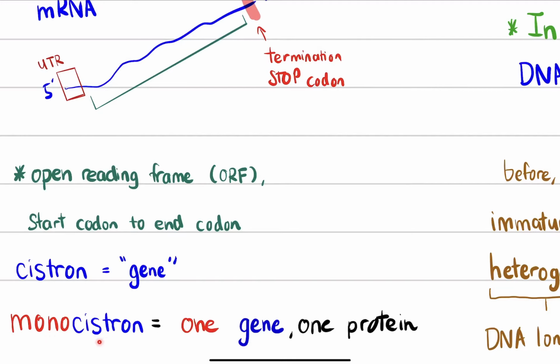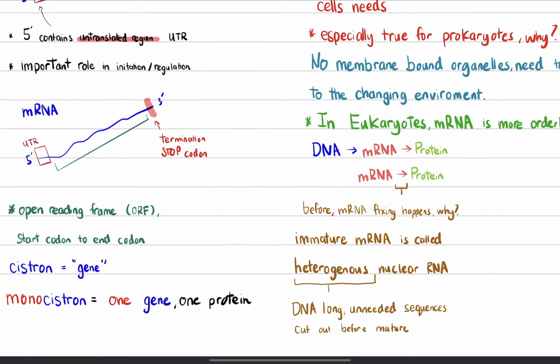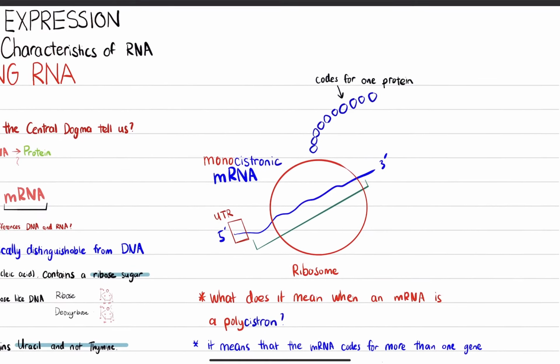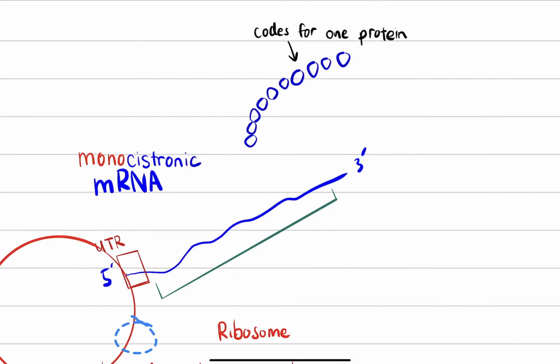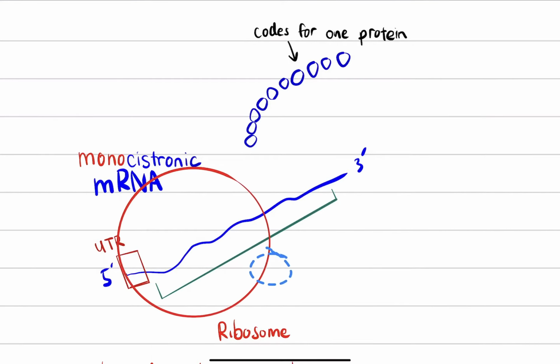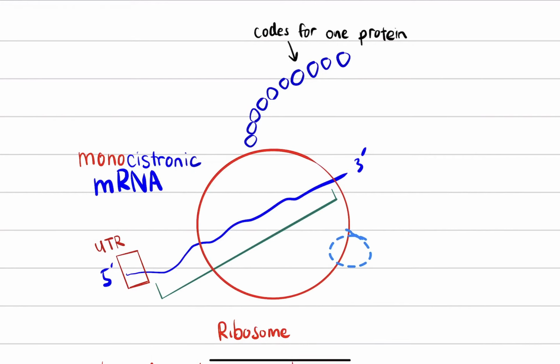Mono being one, cistron being gene. So it just means one protein. This means that there is only one kind of protein that's going to be synthesized if we had a ribosome read this message, if it's a monocistronic mRNA. So here's an example: a ribosome reading this entire mRNA, producing a protein. It's monocistronic, one protein.